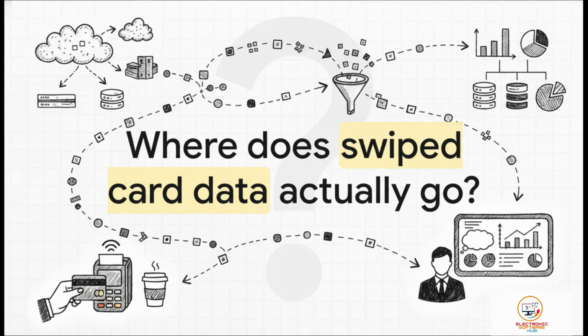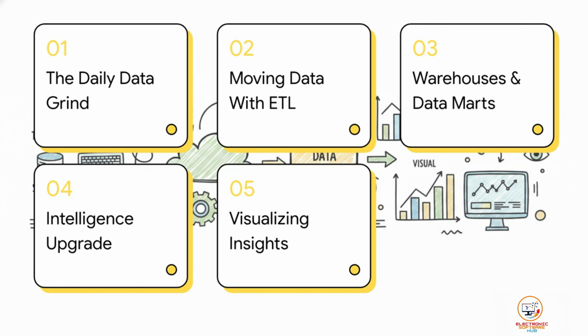Let's kick things off by imagining a super simple everyday action. You're buying a cup of coffee. You swipe your card, the machine beeps, you grab your latte, and you walk away. But what actually happens to that single, tiny data point? How does that one specific transaction travel through this wild digital maze to eventually land on a global CEO's dashboard, helping them predict next quarter's revenue? Well, okay, let's dive into this roadmap.